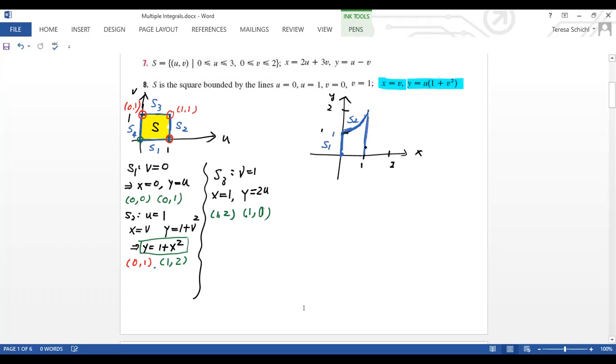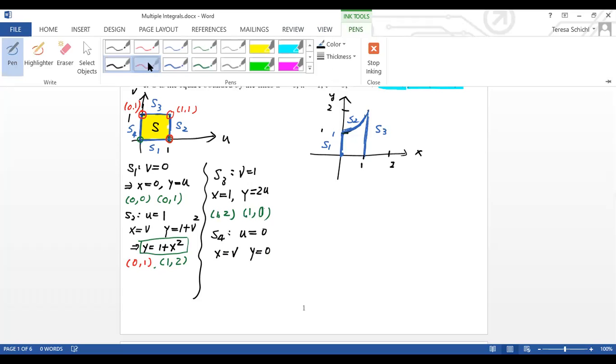So this is the S3 transformation, true. Okay, now let's take a look at the last one, S4. S4 is this line. So what is this line? This line is u equal to 0. If u equal to 0, then x equal to v. Then u equal to 0. What happened to y here? Y equal to 0. Then this one, u equal to 0.